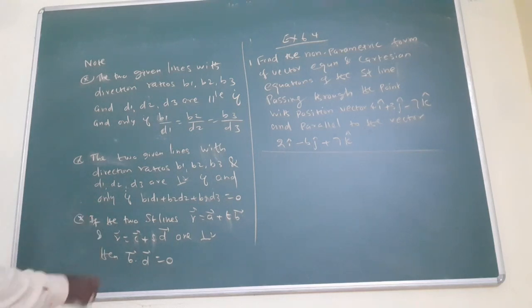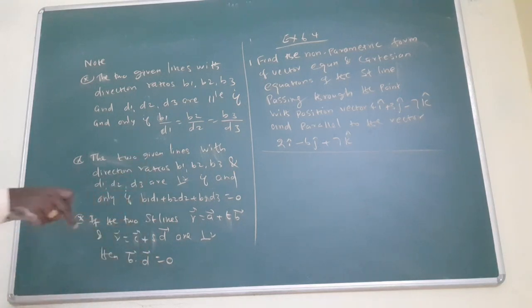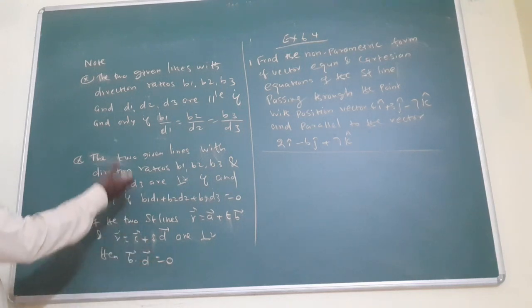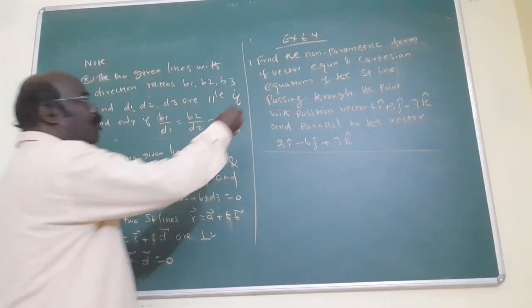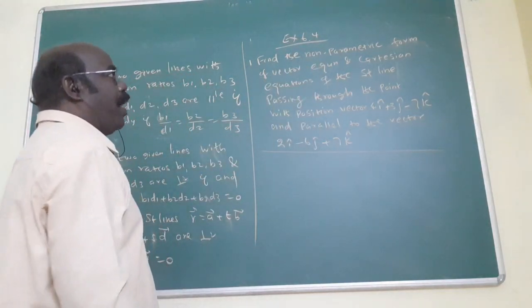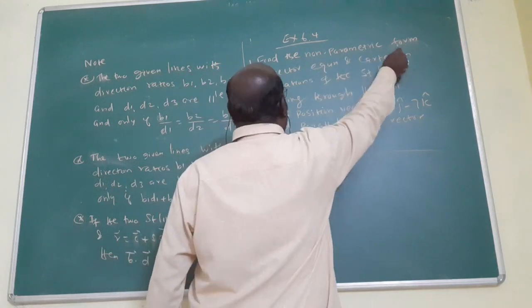To prove that they are perpendicular, use the previous formula: cos theta equals b dot d by mod b mod d. Simple concept. If the dot product of b and d is 0, the two lines are perpendicular. That's all. Now, small idea over. What is the idea? One point, one vector: parametric equation, non-parametric equation, Cartesian equation. Two points, the same thing: parametric equation, non-parametric equation, vector equation, the Cartesian equation.